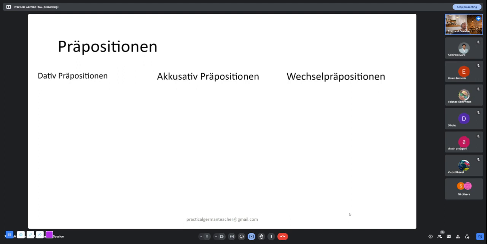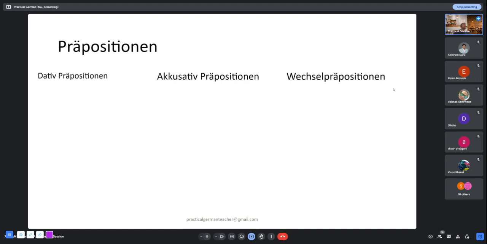There are three kinds of prepositions in the German language. There are Dativ Präpositionen, there are Akkusativ Präpositionen, and there are Wechselpräpositionen. Dativ Präpositionen are the prepositions where the noun which comes after the preposition will be in dative case. Same applies to accusative prepositions, meaning the noun which comes after these prepositions will be in accusative case, meaning the article will change.